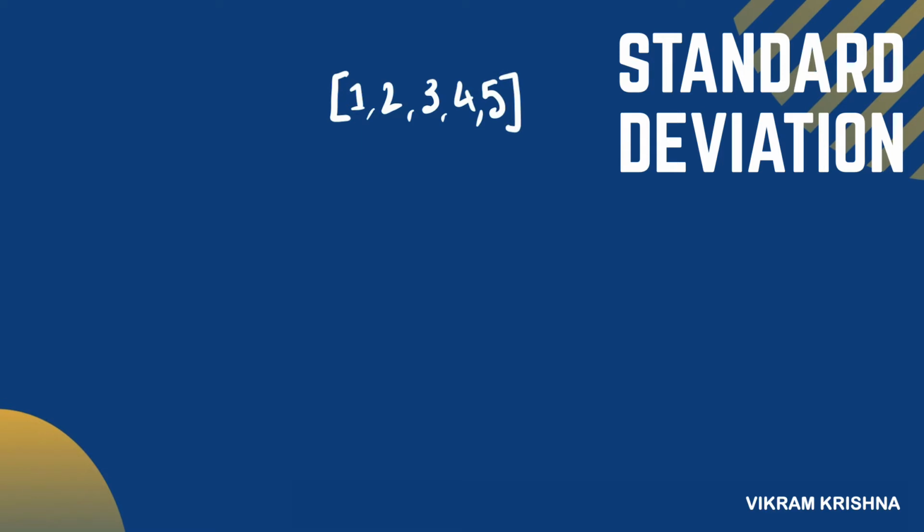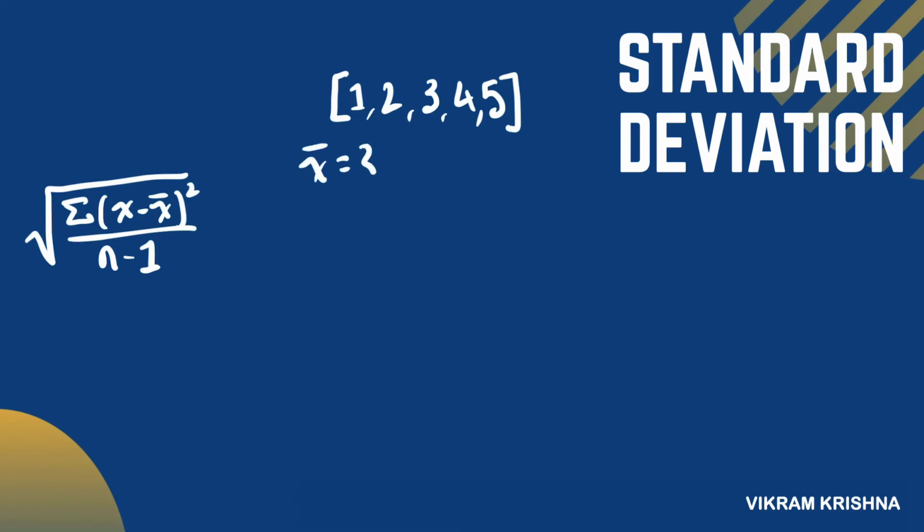So if you really want it, the formula for the standard deviation is the square root of the sum of all the squares of each value minus the mean of the data set, all divided by the number of values in the data set minus 1. So I know the equation looks a bit scary. So for this data set, for example, we can figure out that the mean for the data set is 3.